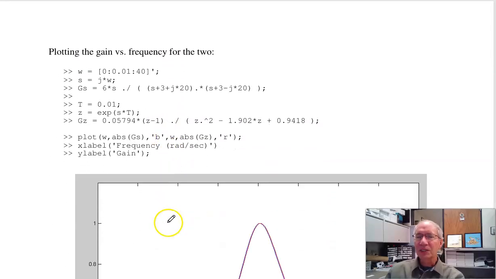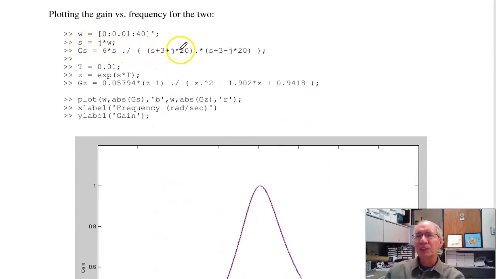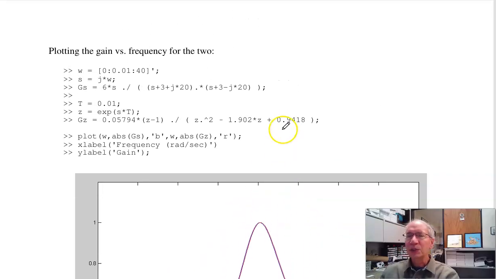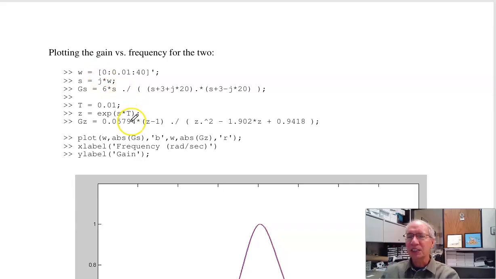To check your answer, plot the gain versus frequency for G of S, plot the gain versus frequency for G of Z, plot the two together, and the blue curve is G of S, the red curve is G of Z. You can kind of see that they're basically the same. So once again, it doesn't matter which one you implement, G of S or G of Z, it's the same filter. G of S I would implement with an op-amp circuit, G of Z I would implement in code.